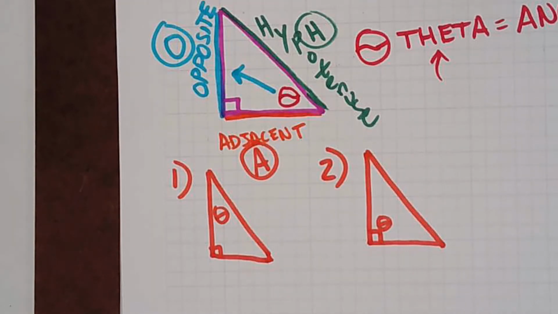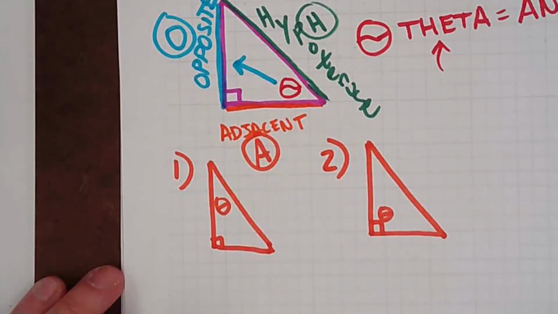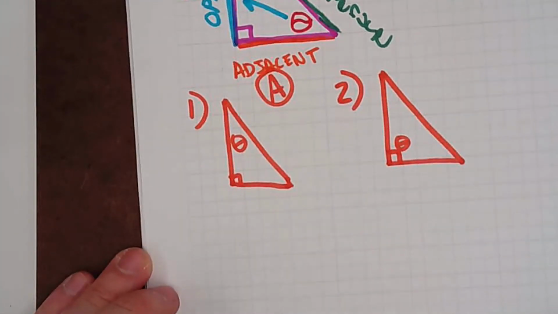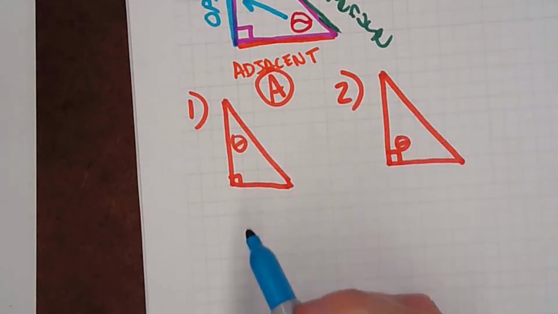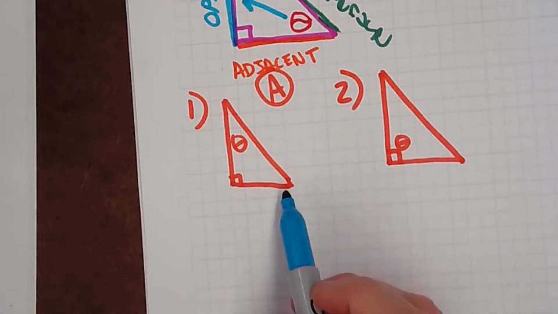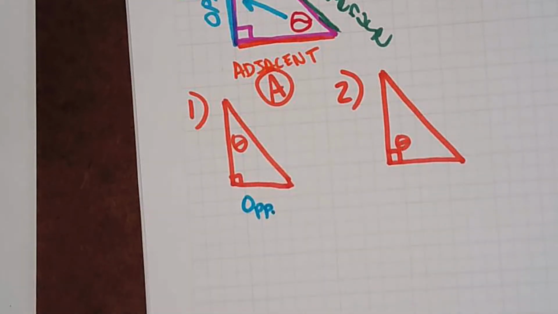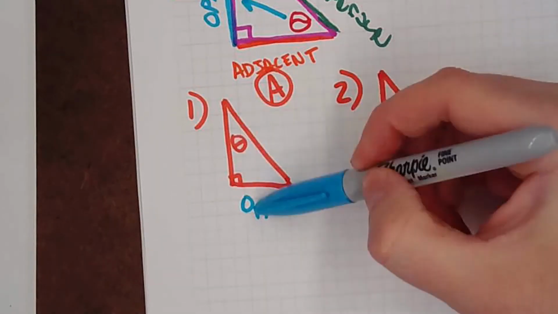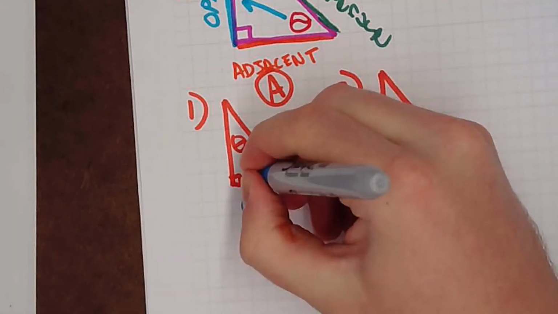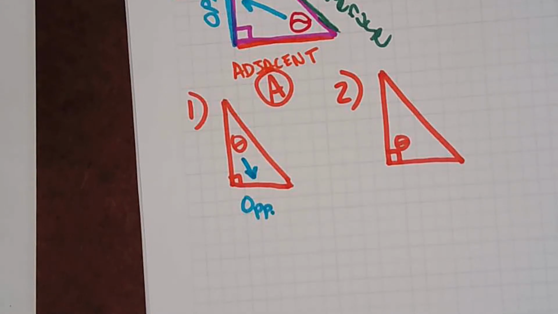Okay, doing all right? All right, so let's label our sides. So, what is this side going to be called? Opposite. The opposite. OPP. Opposite. Why is it the opposite, Mr. Perkins? Because it's the opposite of the right angle.